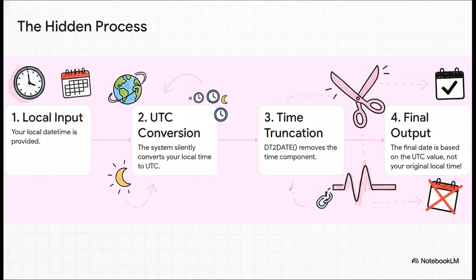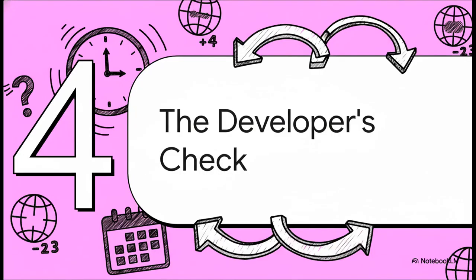After that, the DT2DATE function does its one job. It just lops off the time component, and the final date you're left with is based on that UTC value, not the one you originally put in. So understanding that hidden conversion is literally everything. It means you just can't blindly trust DT2DATE. You always have to stop and think about the time zones involved and how your code is actually being executed.